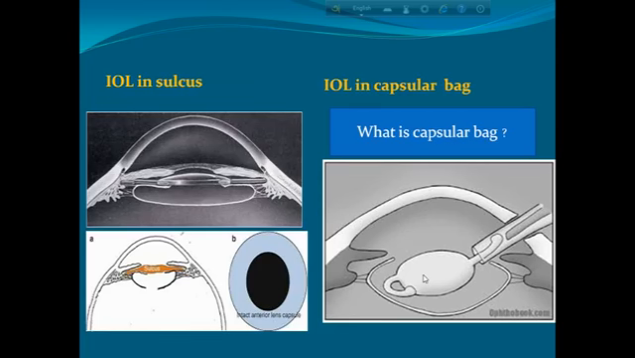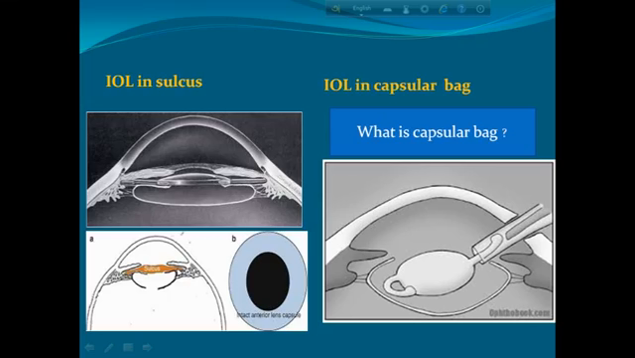There are two common sites in the posterior chamber. One is the sulcus, and one is the capsular bag. But the better option is the capsular bag. Usually every surgeon tries to implant the IOL in the capsular bag. I think you clearly understand what the capsular bag is. Another space is the sulcus.